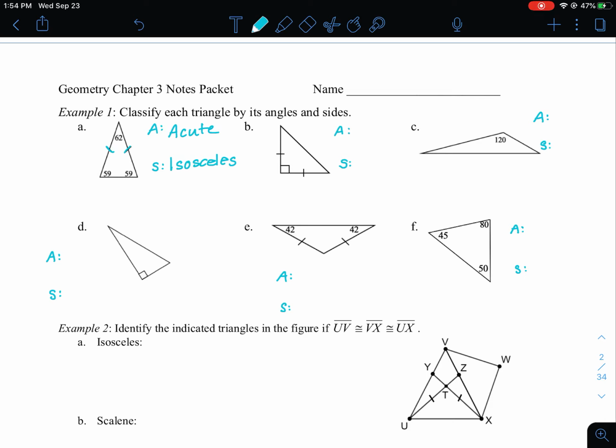For the second one, by angles, I look at the angles and I see this box, so that means it's a right triangle. And again, for the sides, I see those two congruent symbols, so it is isosceles.